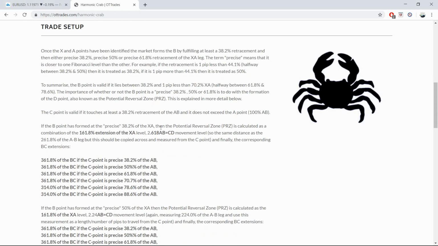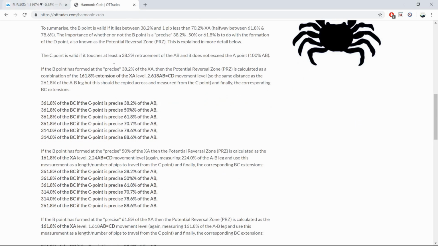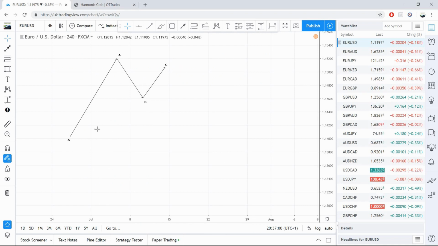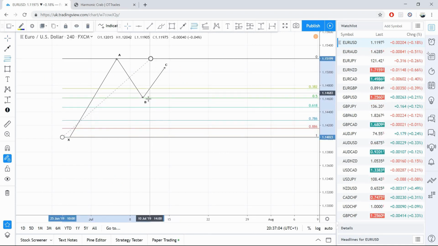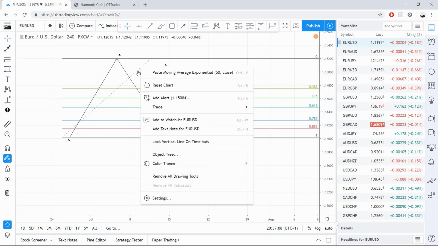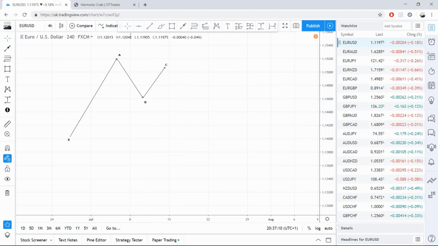So the D point or the PRZ is going to be different depending on the B point, whether it was a 382, a 50, or a 618 retracement of XA. So ours was a 50%. Let's just double check that here. Yep, so our B point formed at 50%. So we're just going to use the 50% as an example here.